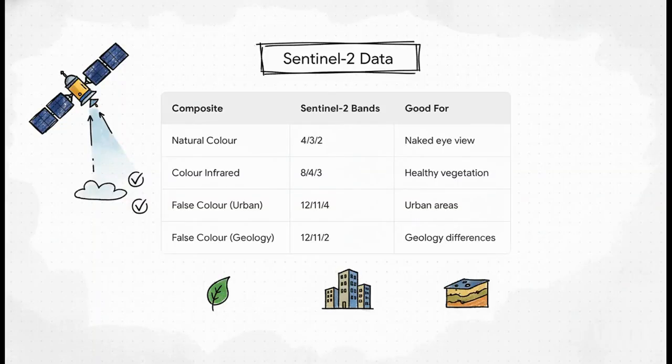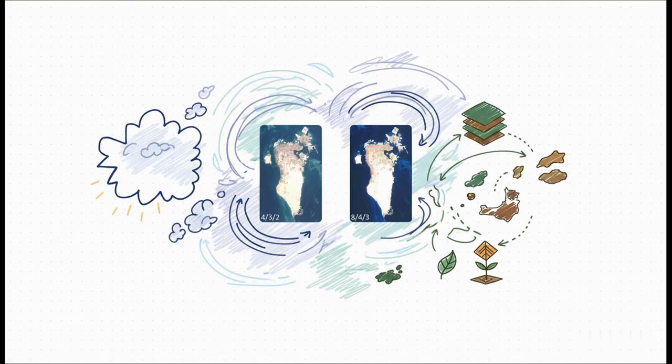Here are just a few of the most popular recipes. A 4-3-2 combo gets you natural color. That's what your own eyes would see. But switch that to 8-4-3 for color infrared, and suddenly, healthy plants just glow bright red. Other combos can make cities pop in purple or reveal subtle differences in geology that are totally invisible otherwise. And check out this incredible example from Bahrain. On the left, that's the natural color view. But on the right, using that color-infrared combination, all the vegetated areas, farms, parks, they just jump out in this vibrant red. This is the power of using different bands to tell completely different stories about the exact same piece of land.